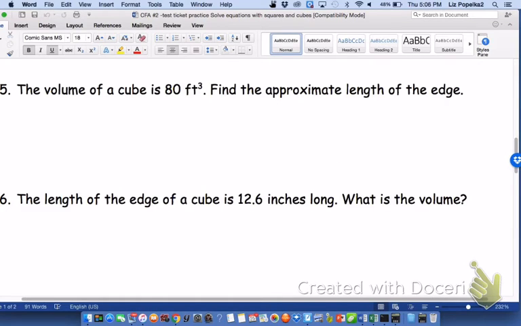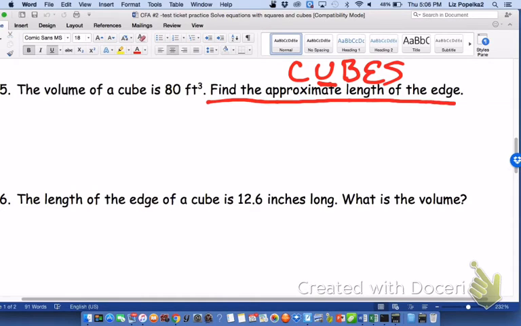Now we get to start on word problems. So I am going to underline, remember our CUBES? I like to skip to underlining the question because it helps me figure out exactly what the key numbers are that I need. So it says find the approximate length of the edge, and it looks like it's talking about a cube. So I underline the question.